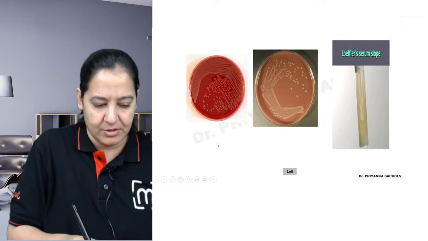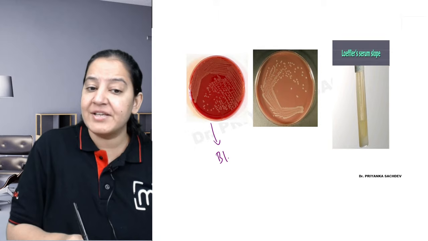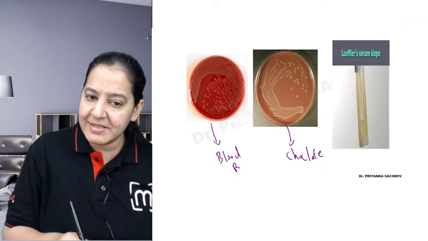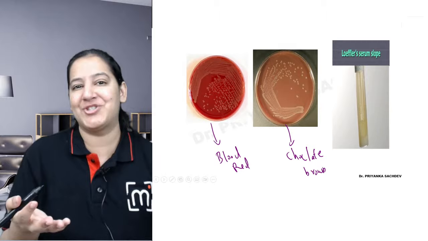Give me a minute. Okay. This one is blood agar. It is red in color. And this one is chocolate agar. Can you see? This one is chocolate. So blood agar is red in color, but chocolate agar is brown in color, looking like chocolate. That's why it is known as chocolate.